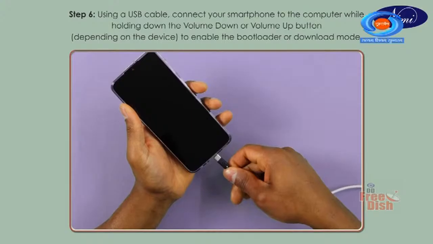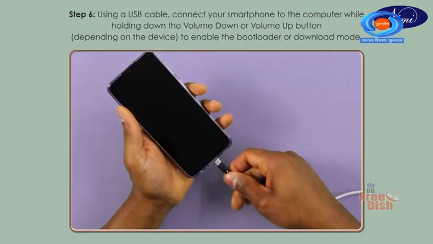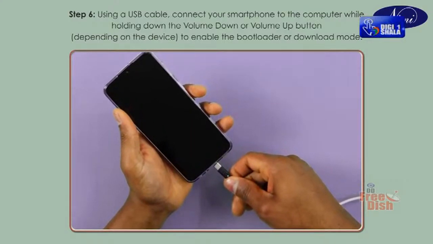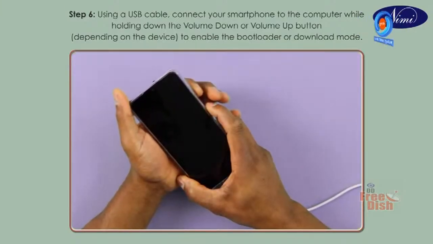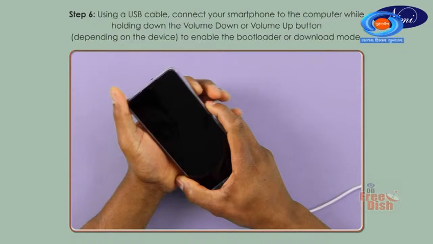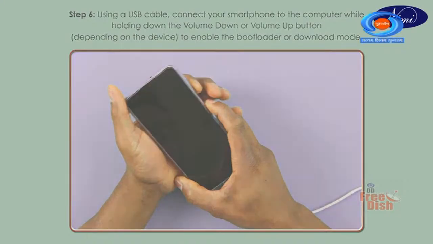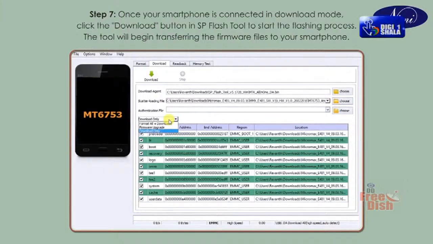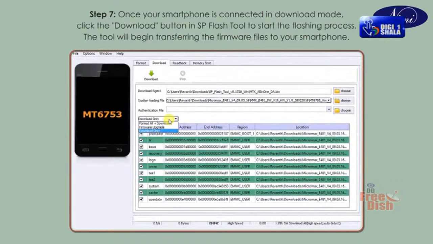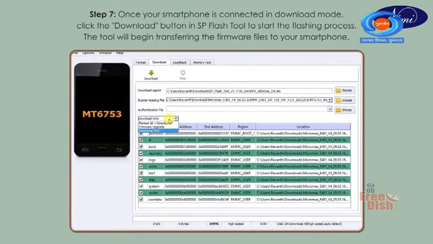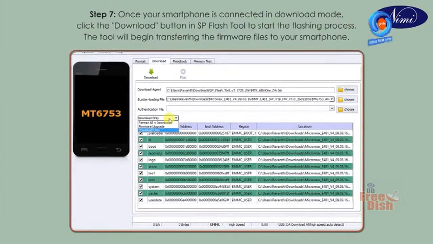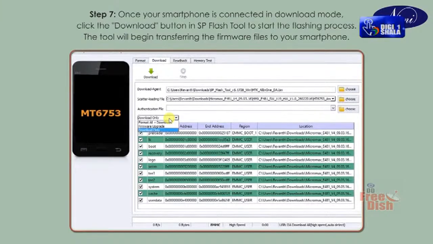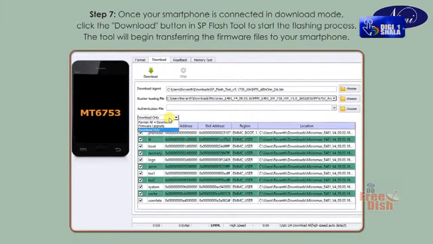Step 6. Using a USB cable, connect your smartphone to the computer while holding down the volume down or volume up button depending on the device to enable the bootloader or download mode. Step 7. Once your smartphone is connected in download mode, click the download button in SP Flash tool to start the flashing process. The tool will begin transferring the firmware files to your smartphone.